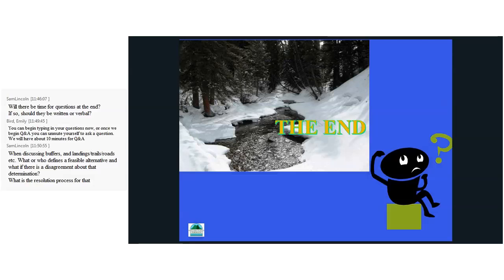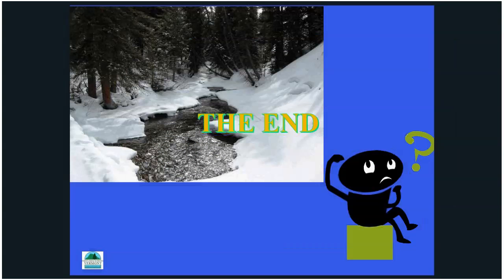I imagine that the AMP forester would be contacted and set up a date to go out and take a look at the situation and try to figure out, first of all, if there is a feasible alternative or not. A lot of it will be based upon the discretion of the AMP forester. If the trail or landing cannot be feasibly located, then I'm sure the AMP forester will provide some additional recommendations to ensure that water quality is protected.